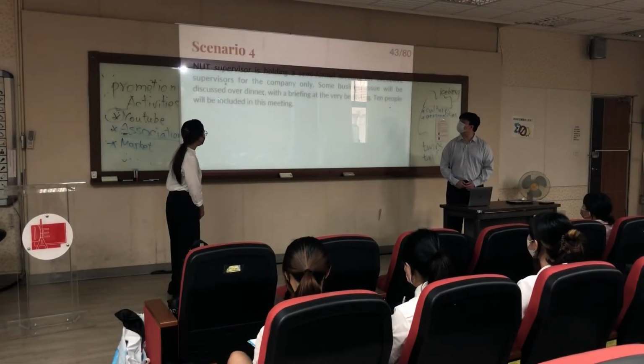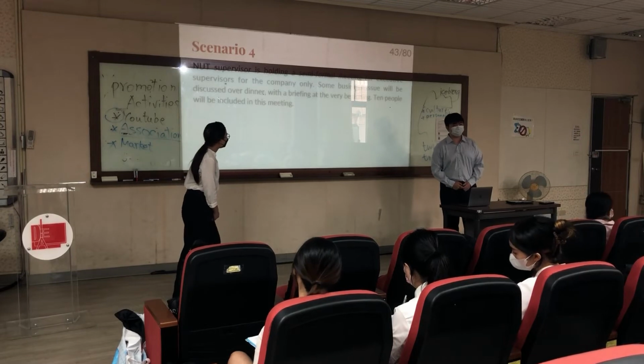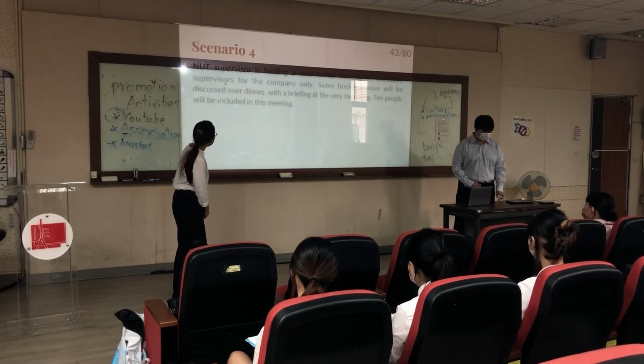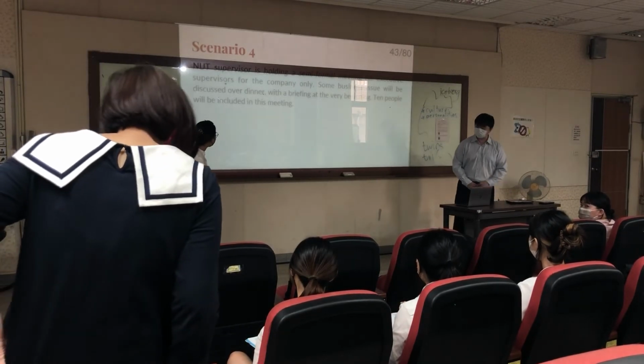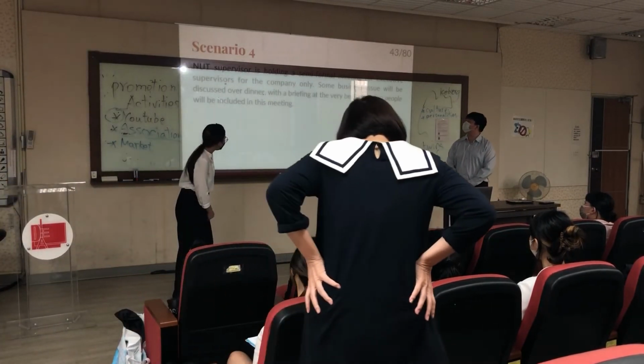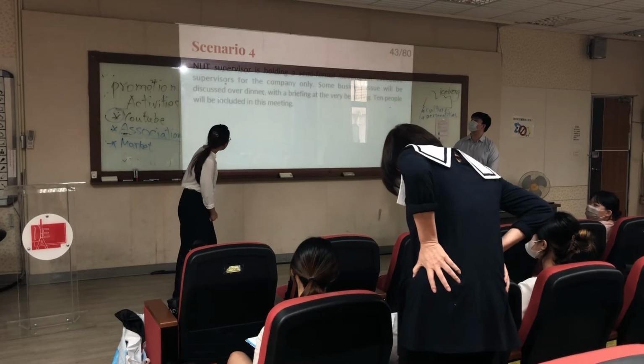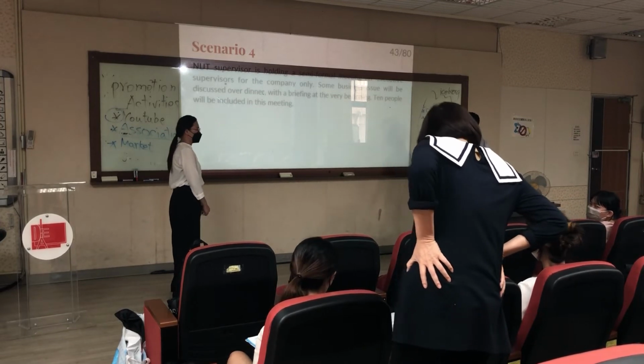In scenario 4, a UT supervisor is holding a semi-formal meeting for executive supervisors for the company only. Some business issues will be discussed over dinner, with a briefing at the beginning. 10 people will be included in this meeting.